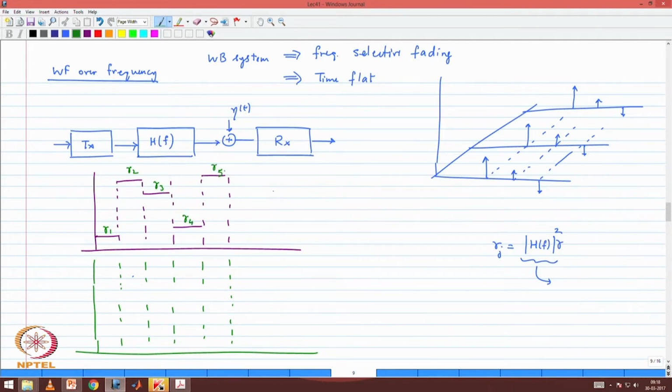Notice it is whatever the signal SNR is, modified by mod Hj squared. Okay. So, I am going to take the reciprocal. So, this is 1 over gamma 1, this is 1 over gamma 2, 1 over gamma 3, 1 over gamma 4, and of course 1 over gamma 5 is also a good channel.